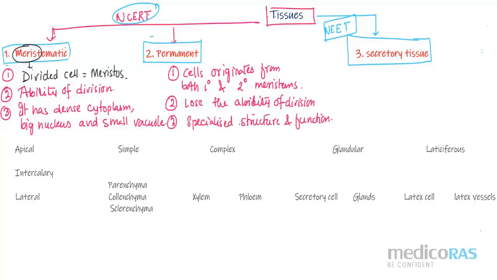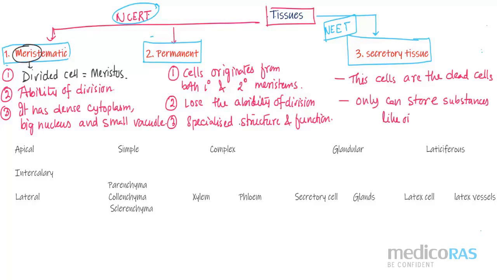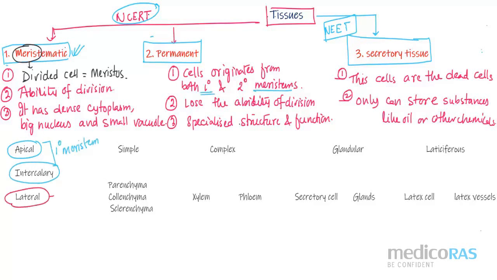For the secretory tissues, we can write that these cells are dead cells and can only store substances like oil or other chemicals. Now, if we check the meristematic tissue, meristem is of three different types: apical meristem, intercalary meristem and lateral meristem. Apical and intercalary meristems are known as primary meristems. The lateral meristem is known as secondary meristem.